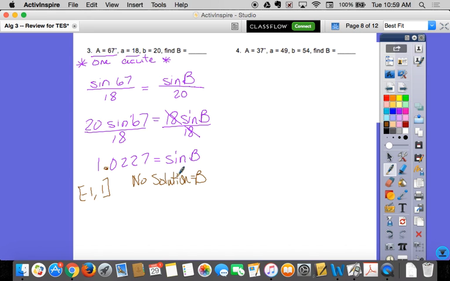Your sides here do not form a triangle. It's one of those times where basically you have this right here, and he didn't fall down.